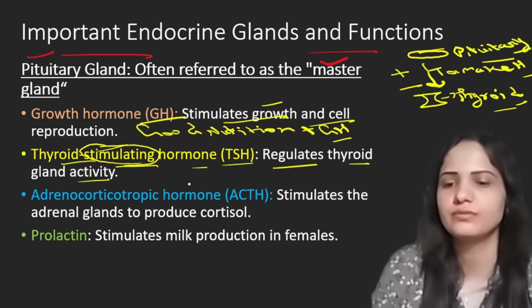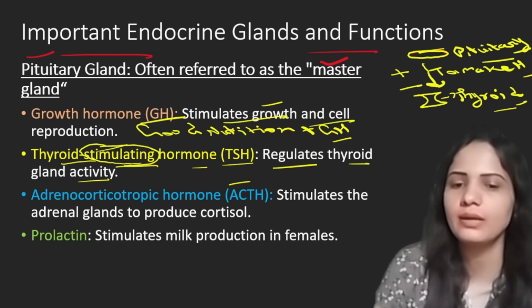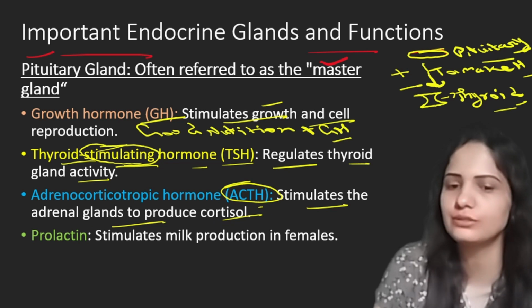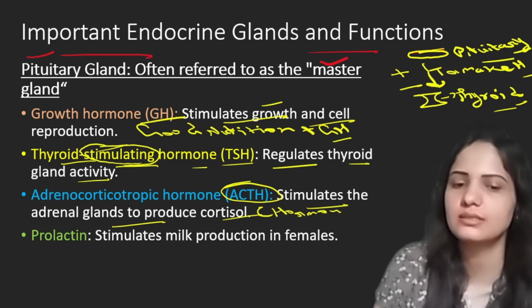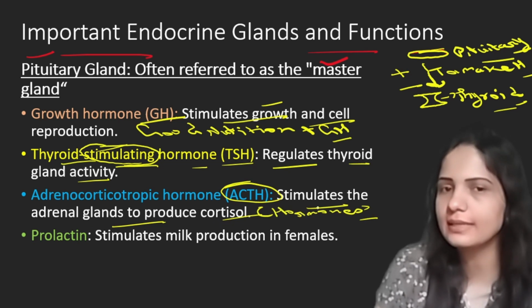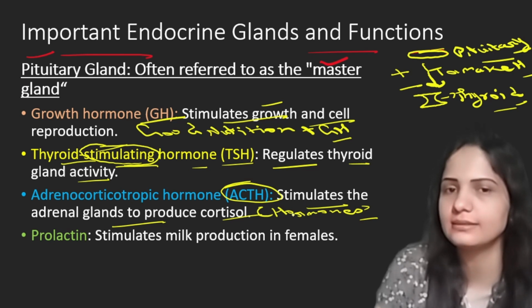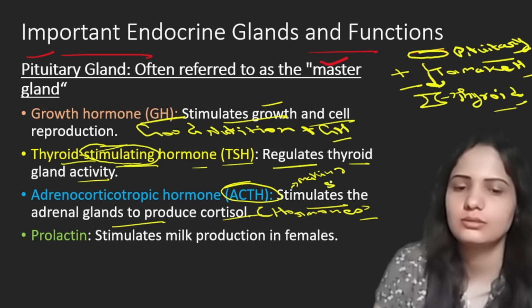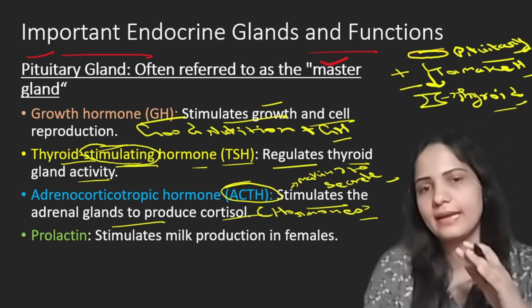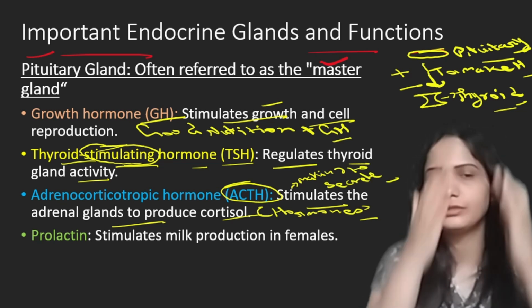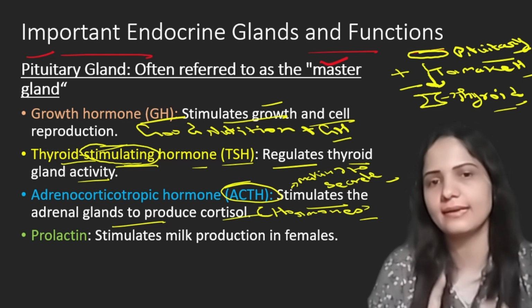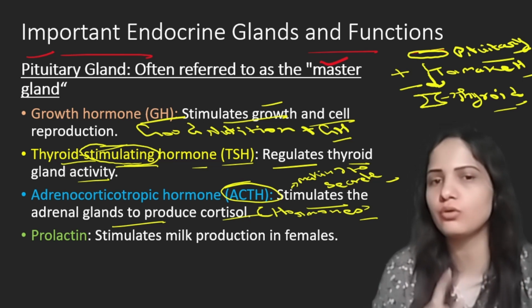The same goes for adrenocorticotropic hormone, ACTH, which stimulates the adrenal gland to produce cortisol hormone. Cortisol is a hormone secreted by the adrenal gland, and its secretion is stimulated. Stimulate means making it secrete. When the adrenal gland receives a message from the pituitary gland in the form of adrenocorticotropic hormone, only then will the adrenal gland secrete this hormone cortisol.